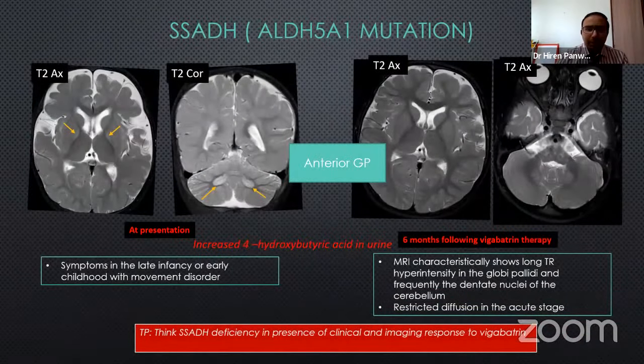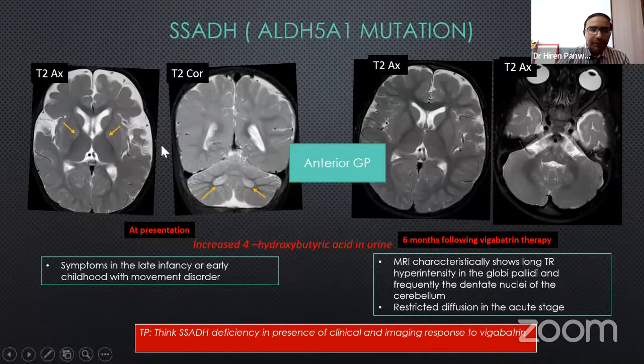Then another important metabolic condition, when you see predominant globus pallidus involvement only without any other areas of involvement, is SSADH deficiency, that is succinic semialdehyde dehydrogenase deficiency. And here we can see that many of these studies showed that these patients had anterior globus pallidus involvement. The posterior aspect of the globus pallidus was relatively spared. And there was dentate nucleus involvement also in a few of the cases.